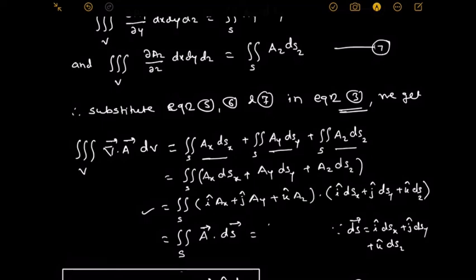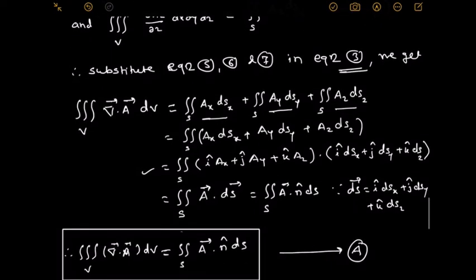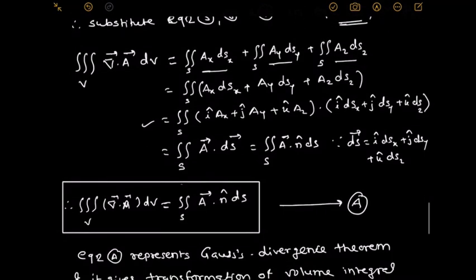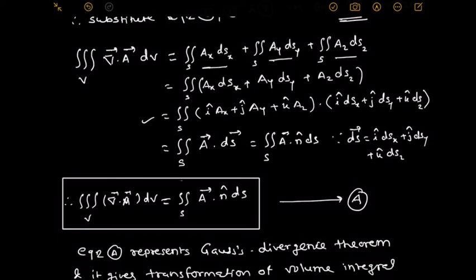Vector ds we again write in terms of the surface integral of vector A dot the unit normal drawn outward at each surface element ds. Hence n ds is vector ds. So we get the volume integral of del dot A dV is equal to the surface integral of vector A dot unit vector n ds, or the surface integral of A dot ds. This equation A represents the Gauss divergence theorem, and it proves how the volume integral transforms into a surface integral.